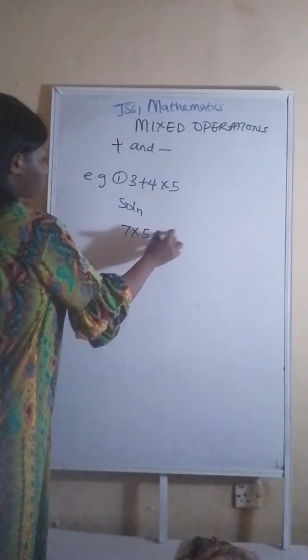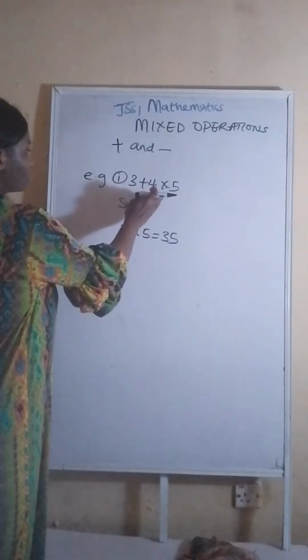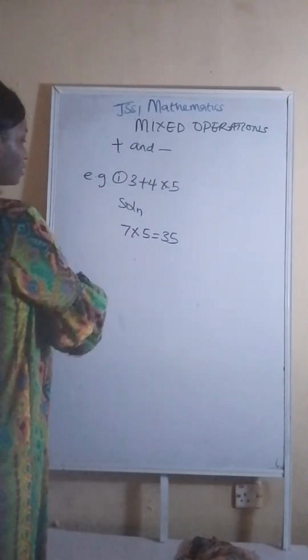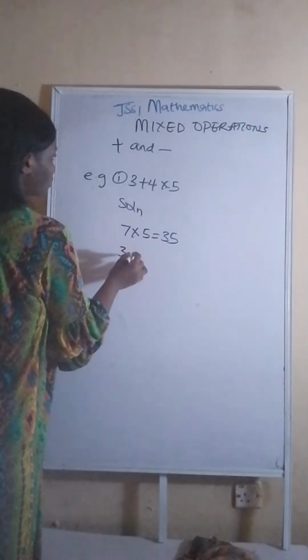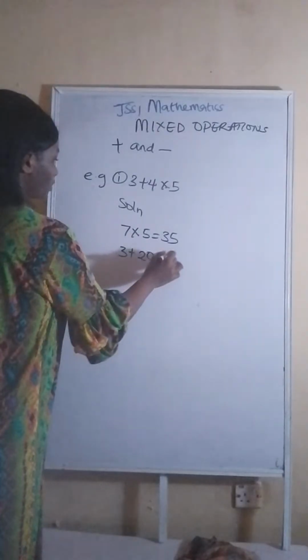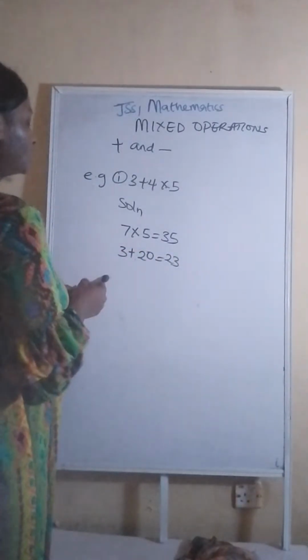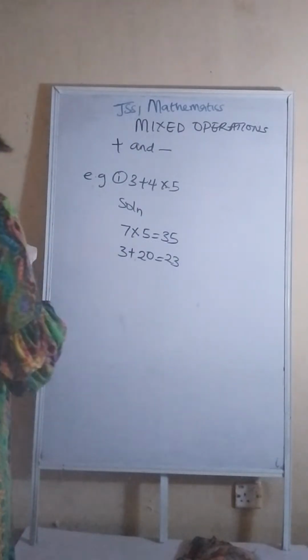You get 35. Or we solve it this way: 3 plus 4 times 5 is 20. Right? So now the first one is 3 plus 4 times 5, which is 20, and we get 23. So it can be solved in different ways. So now that's for that.